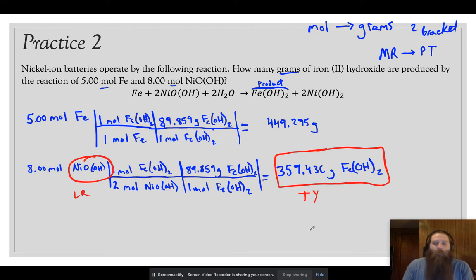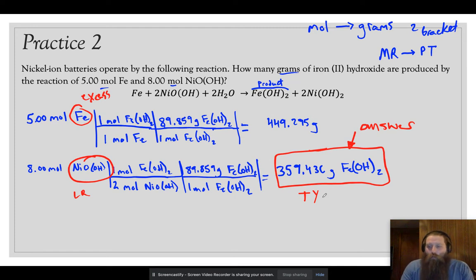Now, in this question, that's all I'm looking for, right? It says, how many grams of iron(II) hydroxide can I make? So really, the only thing I need here is the theoretical yield. This would be my answer. But when we do it this way, we find everything all at once, right? We find who is in excess, we find who's the limiting reactant, and we find the theoretical yield all at once.